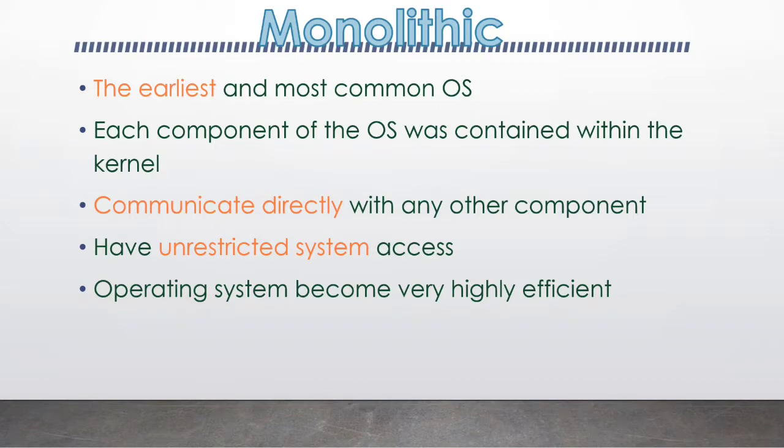Monolithic system. It is the earliest and the most common operating system. Each component of the operating system was contained within the kernel. It can communicate directly with any other component. Monolithic also has unrestricted system access. By using a monolithic system, the operating system becomes highly efficient.